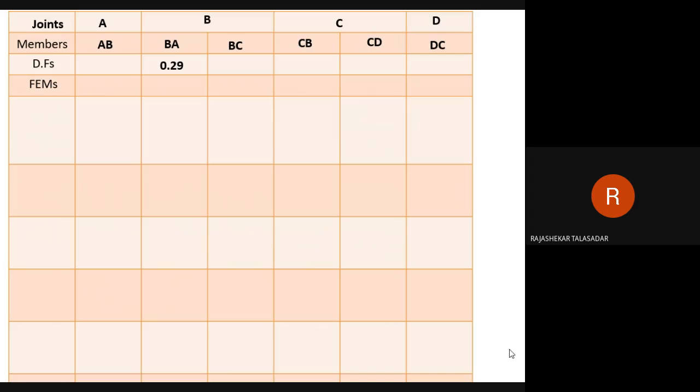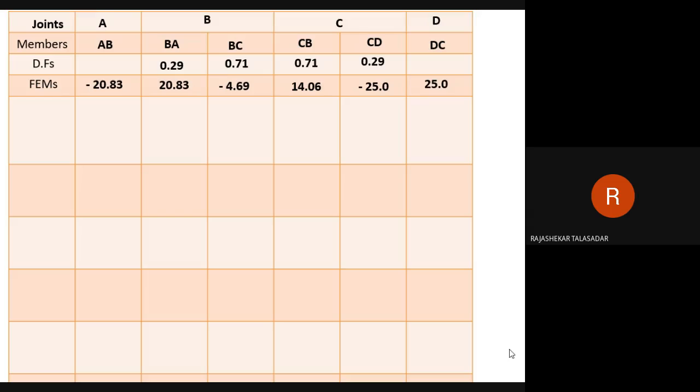BA 0.29 you have calculated. BC 0.71 you have calculated. CB 0.71, CD 0.29. Again, DC is only one member, so there is no distribution factor. Enter the fixed end moments. MFAB minus 20.83. Correct? MFBA plus 20.83. MFBC minus 4.69. MFCB plus 14.06. It is minus 25 plus 20. I think you don't have any problem in writing these. You are just writing these from the previous 2 steps. Is it clear? Any question here in writing these?